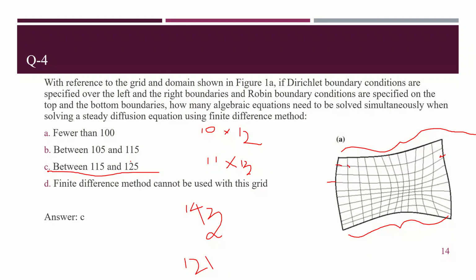I hope it is clear now. The answer is option C, that is between 115 and 125. Now let us go to question 5.